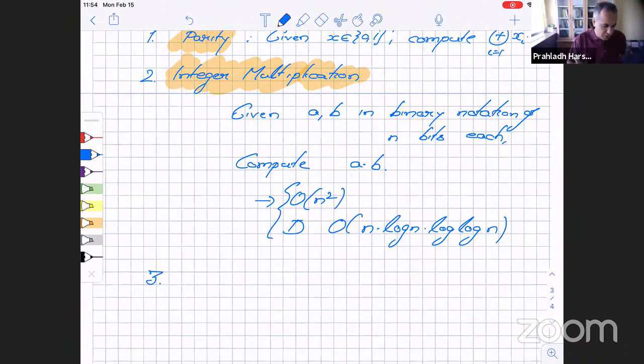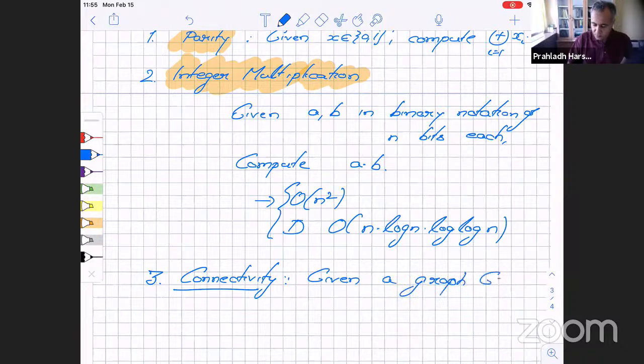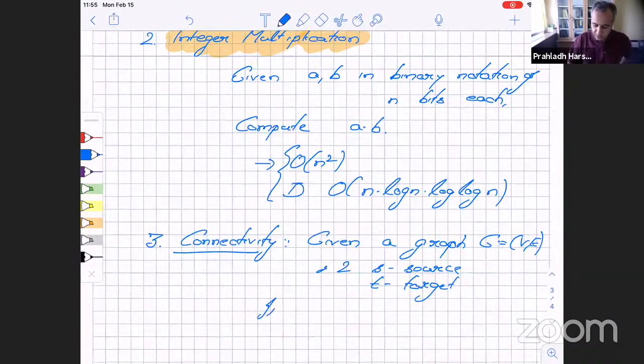Integer multiplication. We can ask about connectivity. I'm just going to give a list of problems, and actually, the course will be about these problems that we will be discussing. We'll be building interesting phenomena for these classes. Connectivity is: you're given a graph G, with some vertices and edges, and two specific vertices, a source S and a target T. The question is, is there a path?